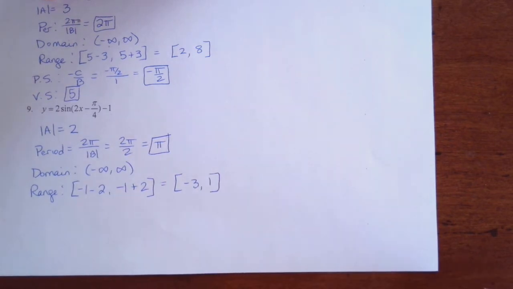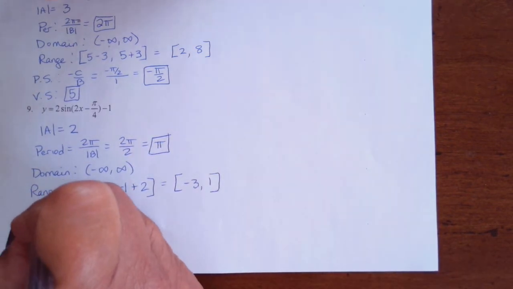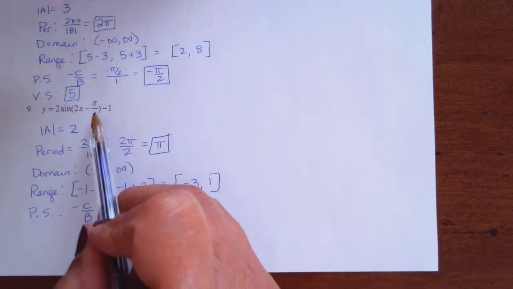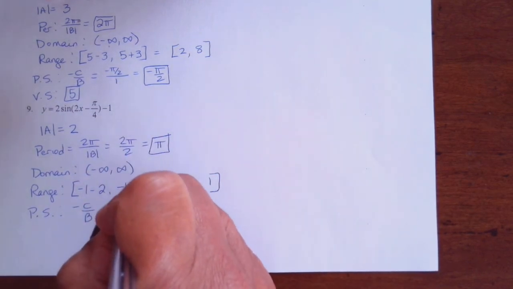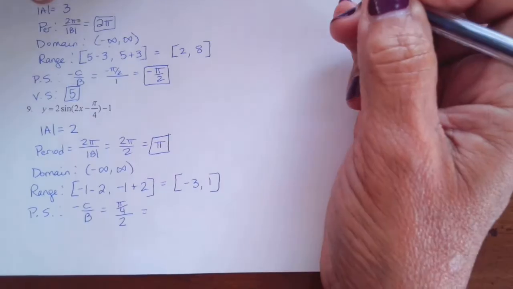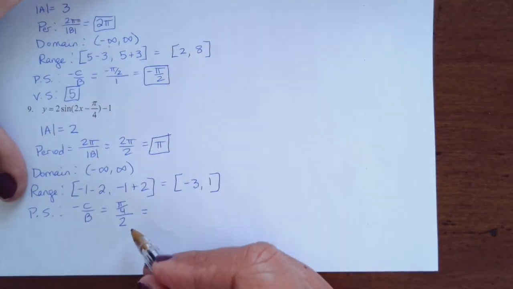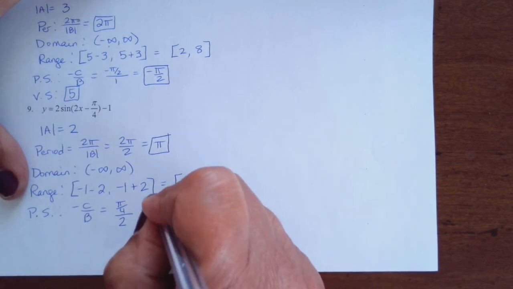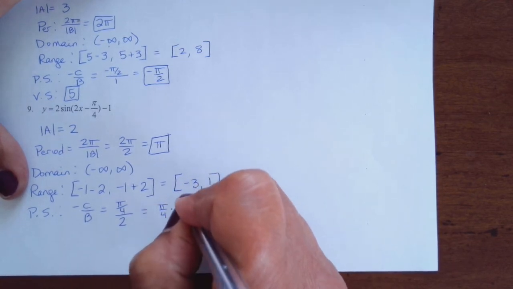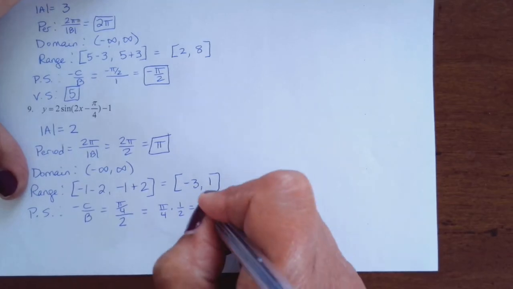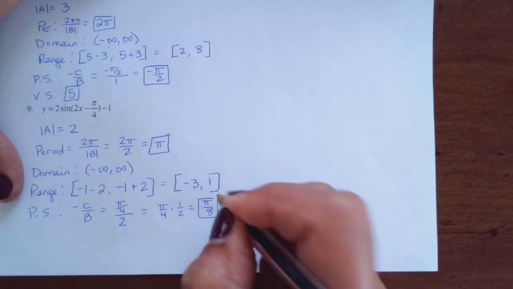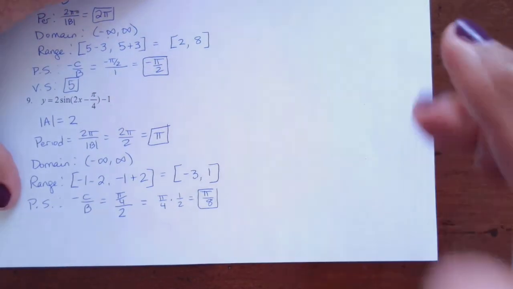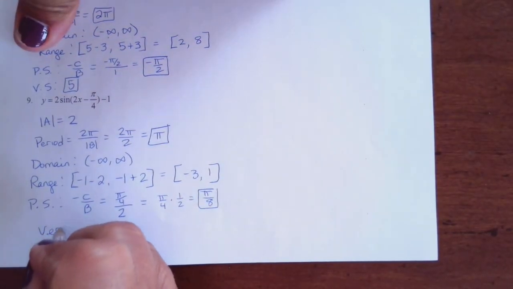Okay, to simplify that. Your phase shift, remember, is the opposite of C divided by B. So that would be positive pi over 4 divided by 2. Now, you've got to be careful. When you're dividing, remember, that's the same thing as multiplying by the reciprocal. So that's pi over 4 times 1/2. So pi over 4 divided by 2 is pi over 8. It is not 2 pi over 4. So you guys need to be careful with that. Okay, watch your division. All right, and the vertical shift.